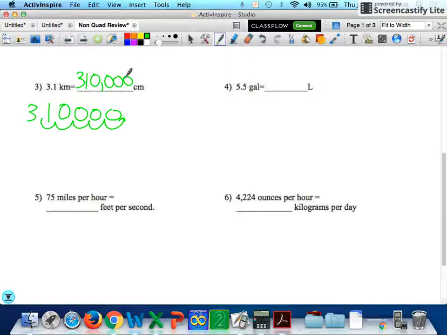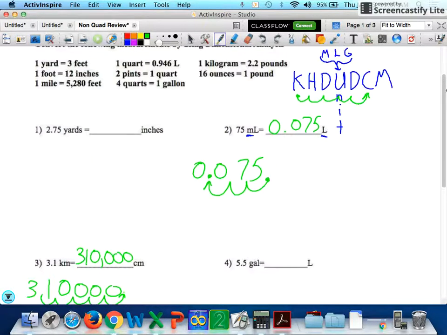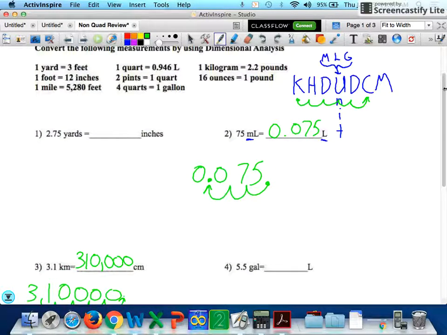Number 4 is where things get a little bit trickier. We're going from gallons to liters. Well, that's an English to metric conversion, so I know I'm going to need this chart up here. But I look around, and I don't see gallons to liters. I see that gallons can go to quarts, but that's not liters. But then if I look up to the top of this section, I see I can connect quarts and liters. So this is where you have to get all your puzzle pieces together to get where you want to go. We can't go from gallons to liters directly, but we can go gallons to quarts, quarts to liters, and that's exactly what we have to do.